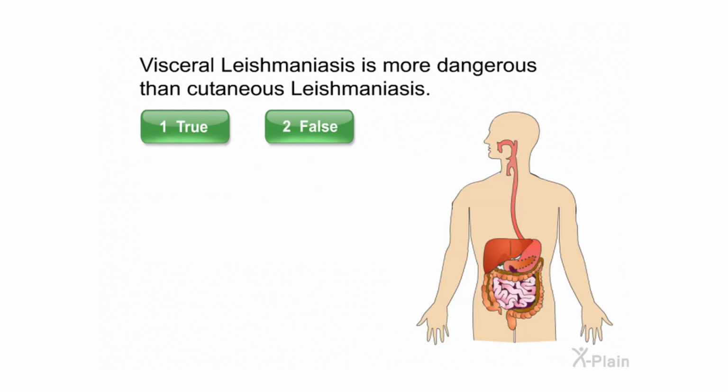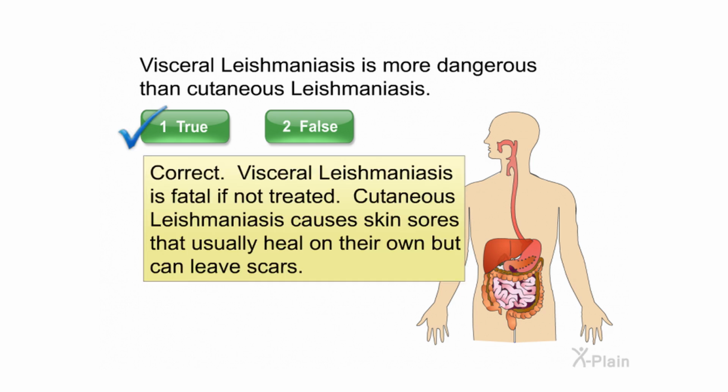Visceral leishmaniasis is more dangerous than cutaneous leishmaniasis. Select true or false. Correct. Visceral leishmaniasis is fatal if not treated. Cutaneous leishmaniasis causes skin sores that usually heal on their own but can leave scars.